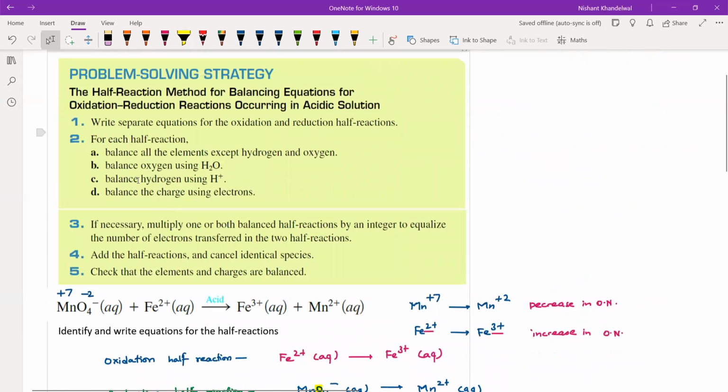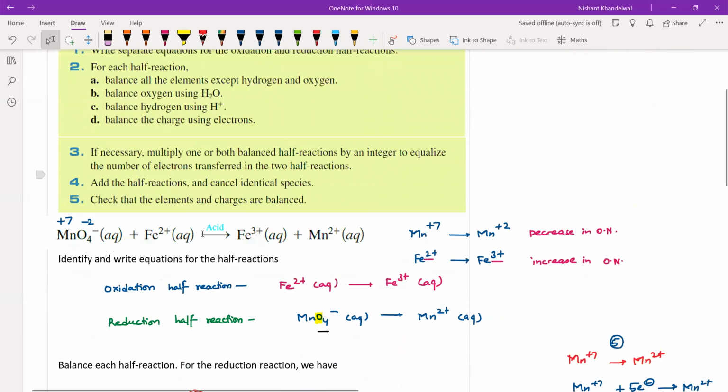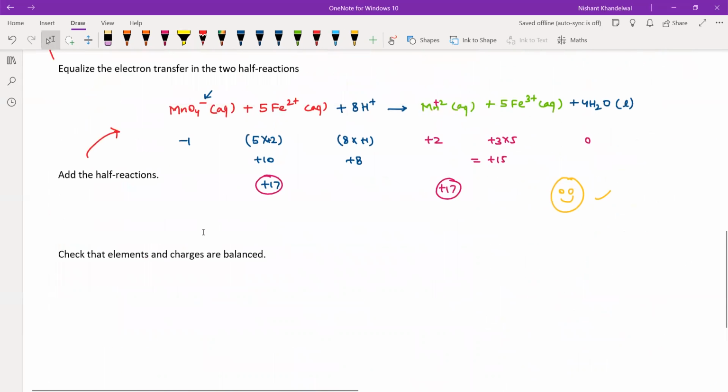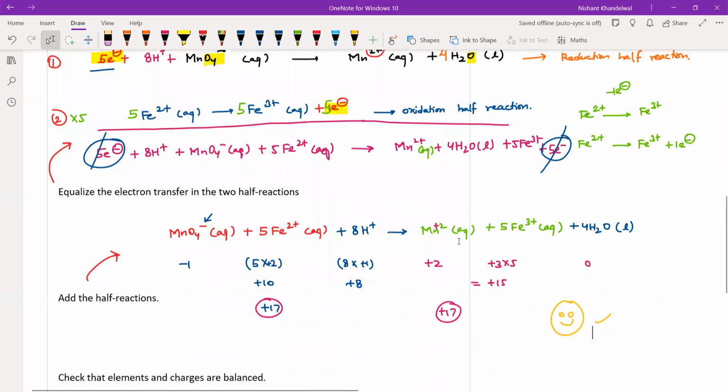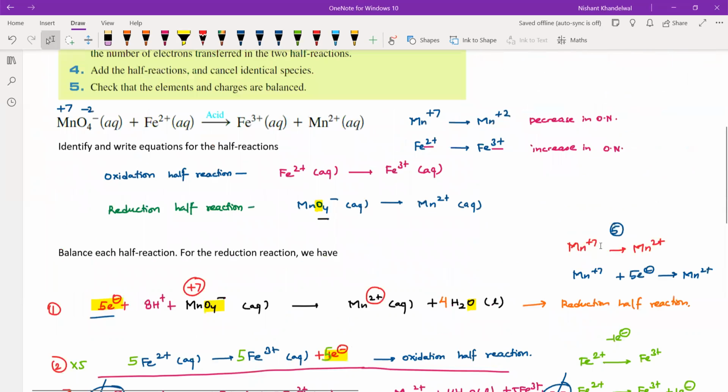So these are the 5 steps which you need to follow, and this is very easy. I hope you have understood this.